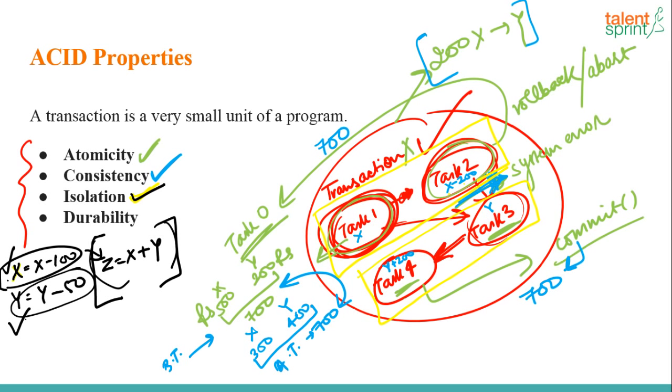One transaction doesn't interfere with the other. That is exactly what Anubhav has put in. That is called isolating the transactions, so that this transaction does not interfere with this transaction, which does not interfere with this. Okay? And the last one we have is durability.